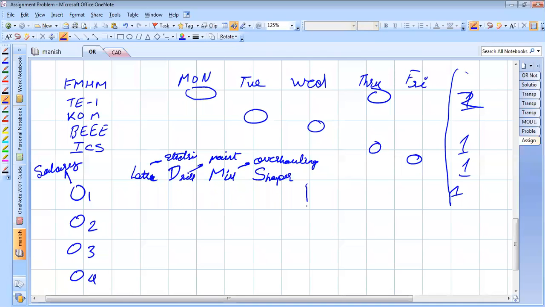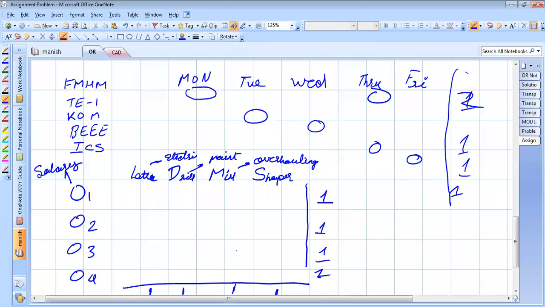But if you see, the option is this operator can work on only one machine. He cannot work on two machines simultaneously. And on lathe also, you will have only one operator. You don't need two operators. On drilling also, you need one operator. Milling also, you need one operator. Shaper also, you need one operator. Similarly, these operators can work only on one machine.